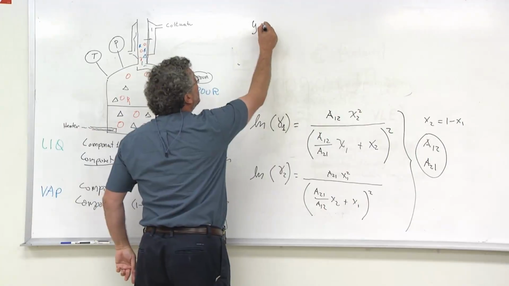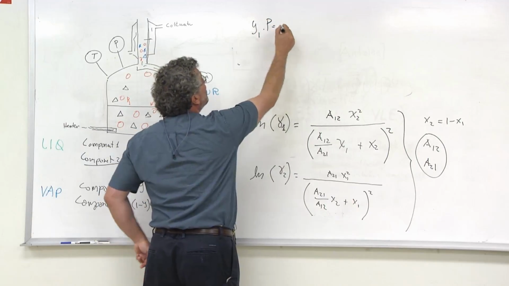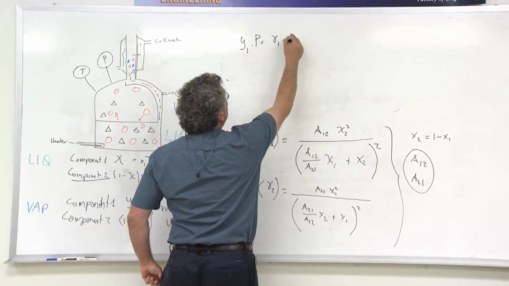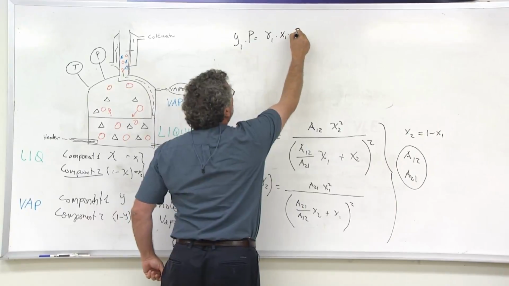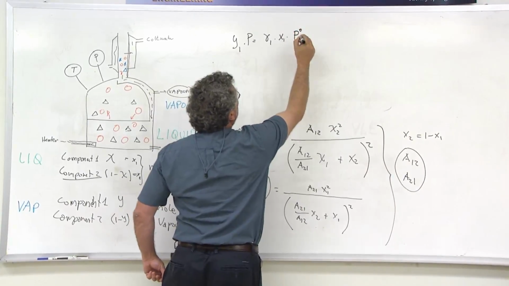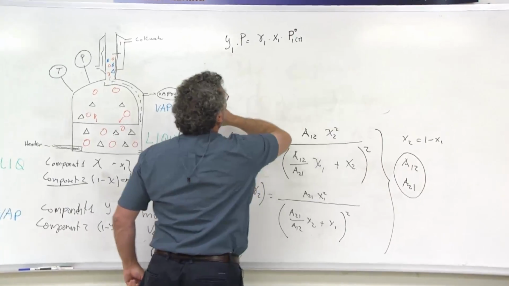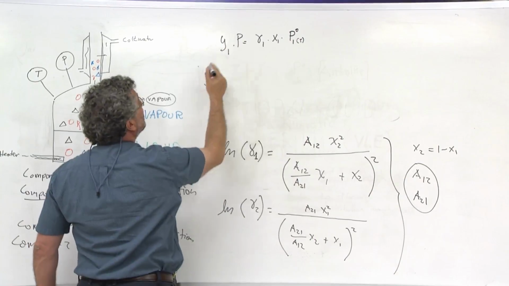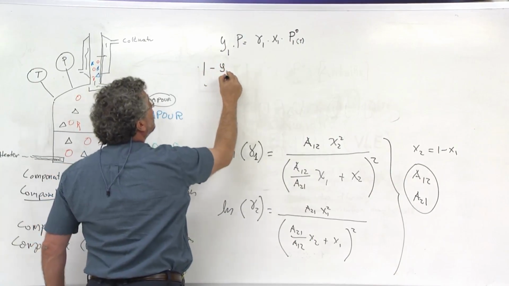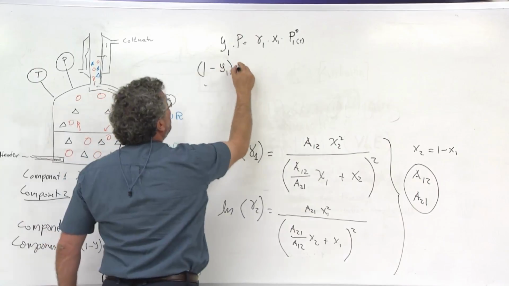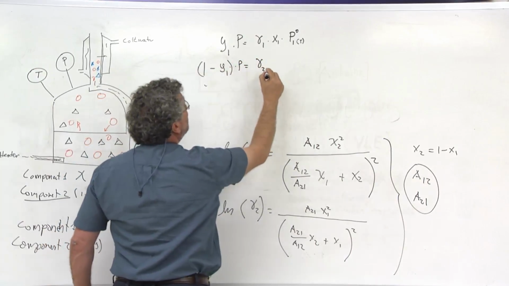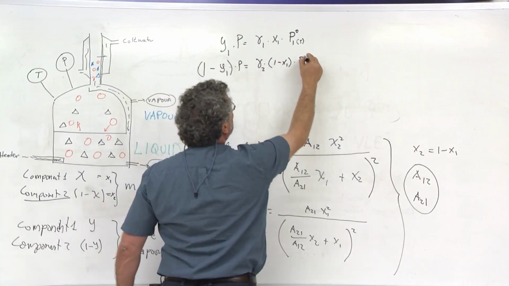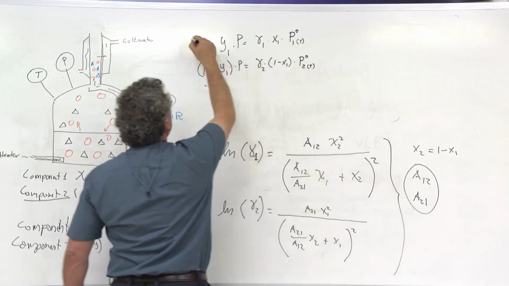Y1 multiplied by the total pressure is going to be equal to gamma 1 multiplied by x1 multiplied by P1 at a given temperature. So this pressure is going to stay constant, but this temperature might change depending on the compositions. And then (1 minus y1) multiplied by P is going to be equal to gamma 2 multiplied by (1 minus x1) multiplied by P2, 0 at a given temperature.